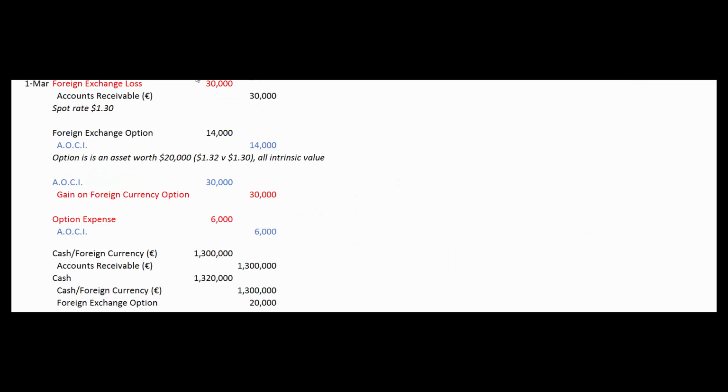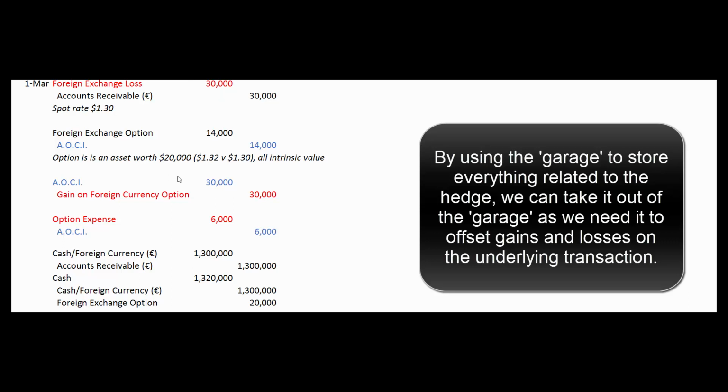So we get to March 1st, we've got that $30,000 loss because the spot rate has gone down. So on the underlying transaction, we've got a $30,000 loss. The option is now worth $20,000, so it was on our books for 6 before. So we write it up by 14. We store that in other comprehensive income. We take out the $30,000 gain out of the garage to offset the $30,000 loss.